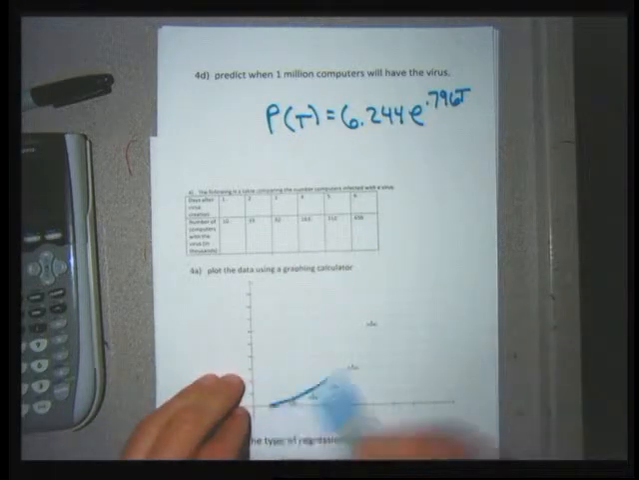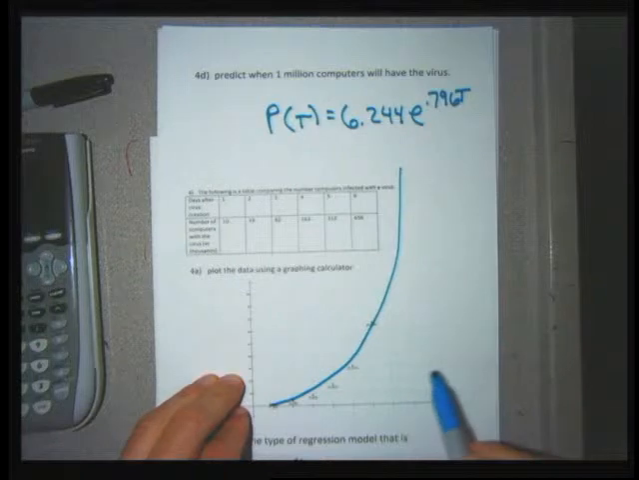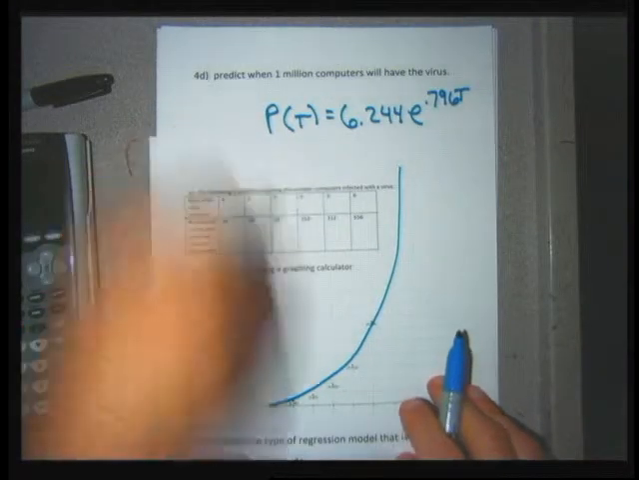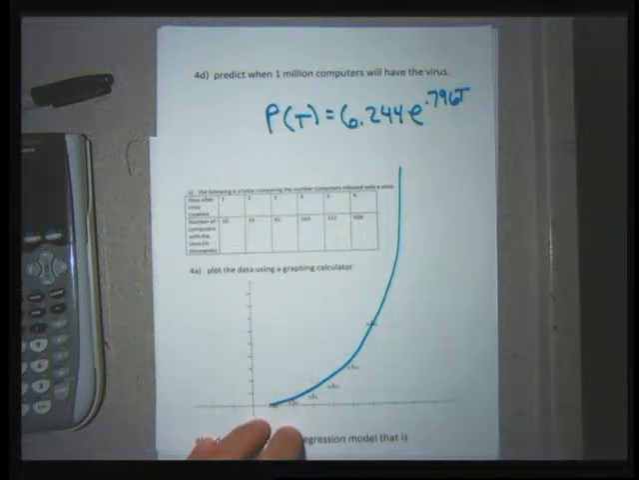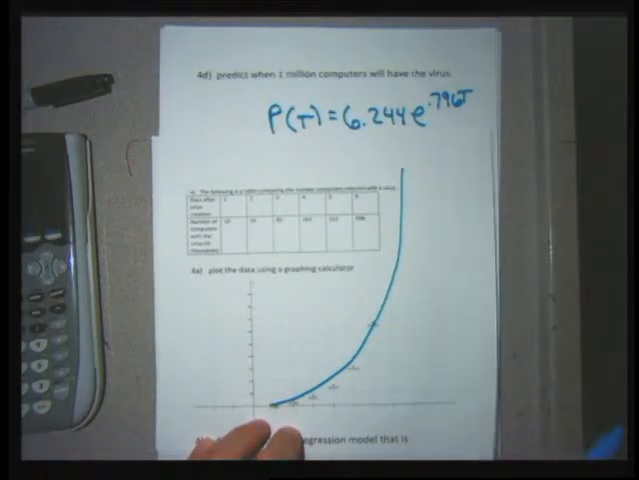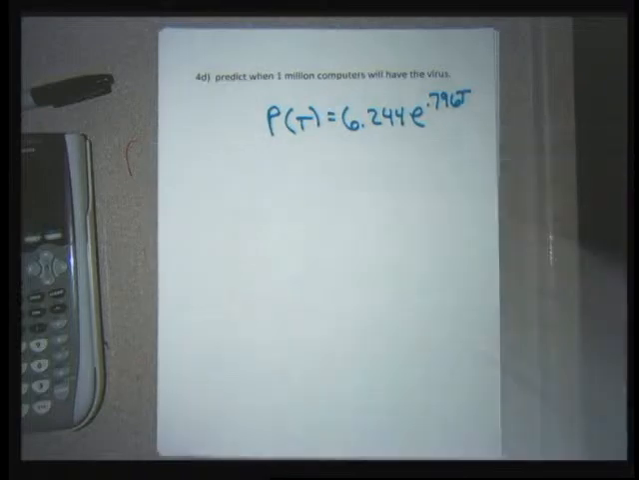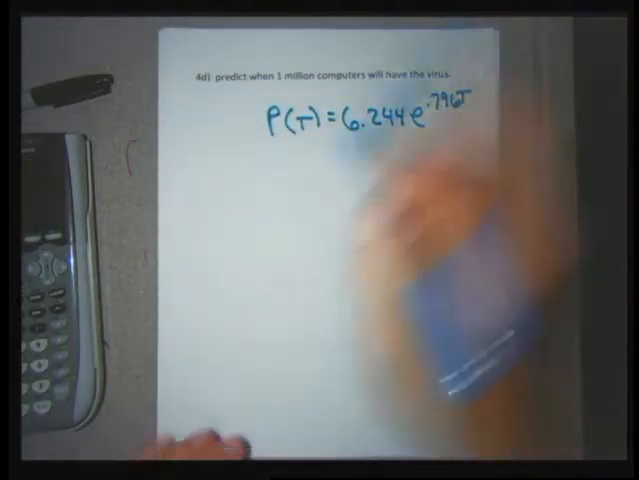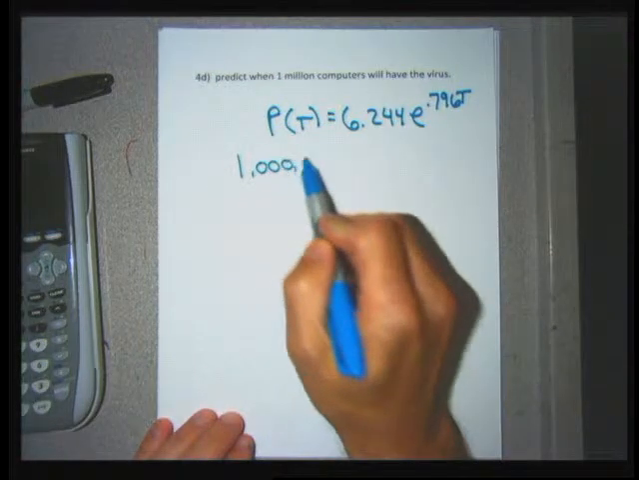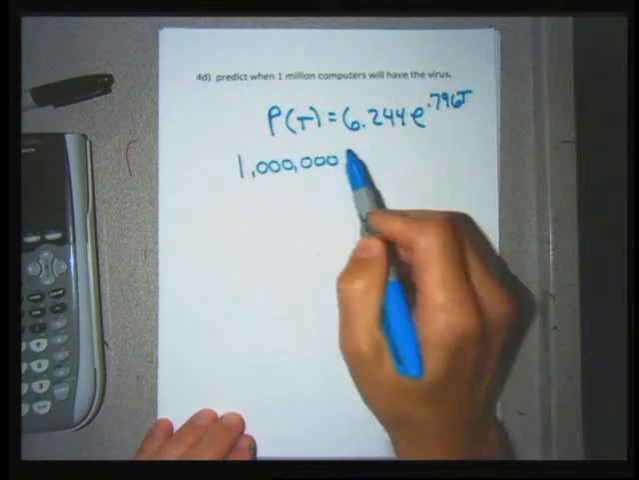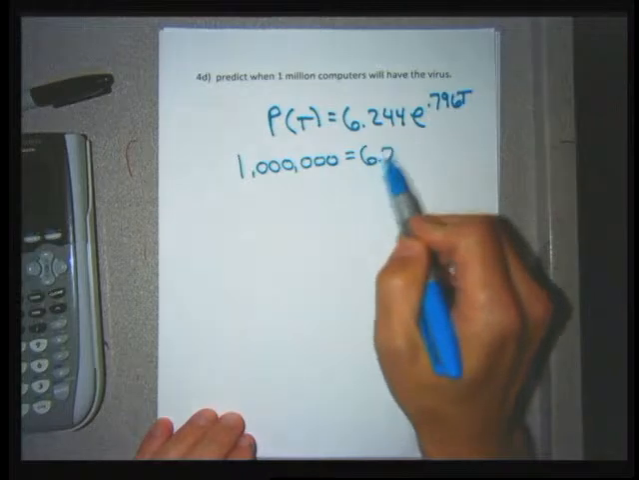Because this graph is shooting way up like this so quickly, it's not going to take that long before the y is up to 1 million. That's what I'm going to find out. The algebra I'm going to do is going to get a value for t, which is the number of days it's going to take for the number of computers infected to be 1 million. What I'm going to do is change the P of t, the number of computers infected, to 1 million, and I'm going to solve for t.